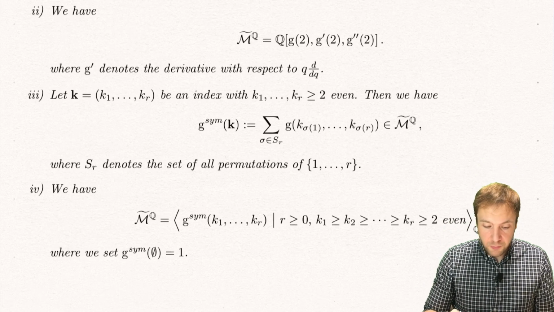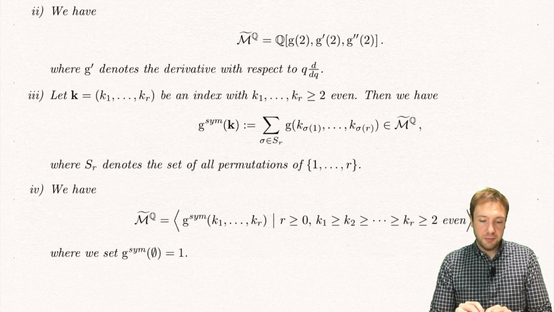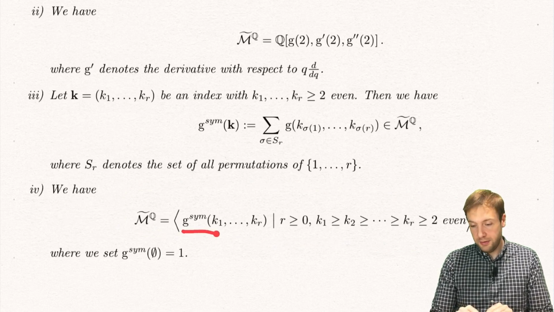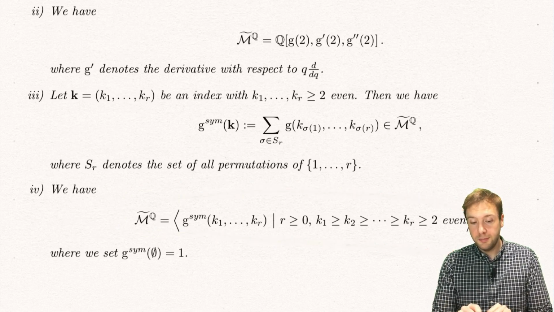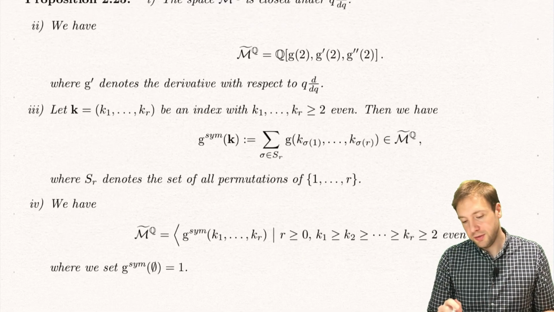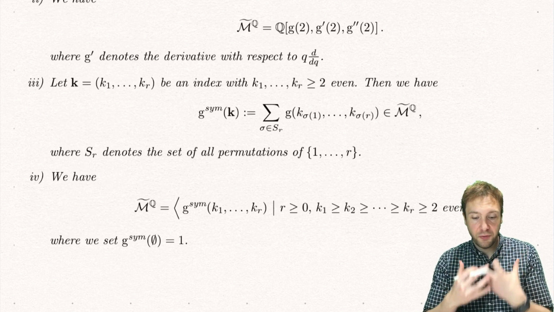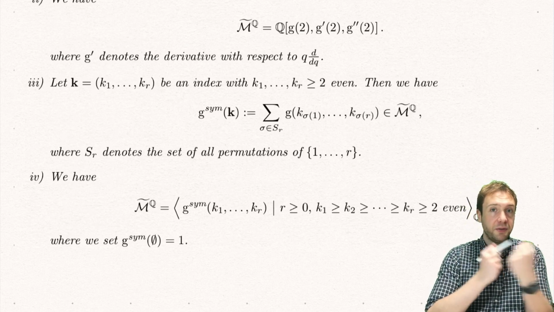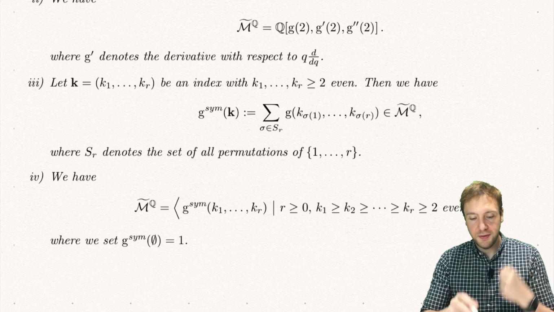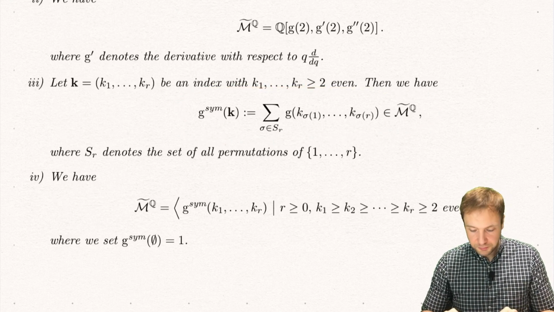And even more, you can show that the space of quasi-modular forms is actually generated as a Q-vector space by these G-sims. And for this you just need to consider what happens if I take products of G2, G4 and G6, and using quasi-shuffle product you can see that you can always write them in terms of these G-sims.